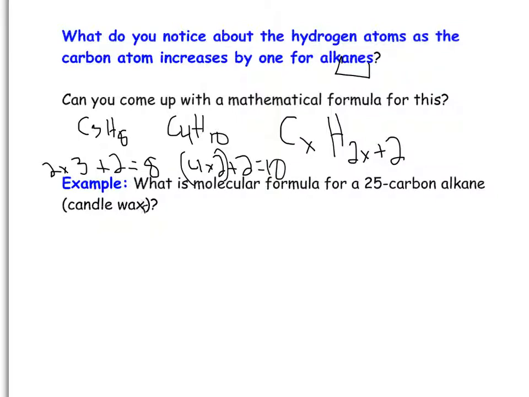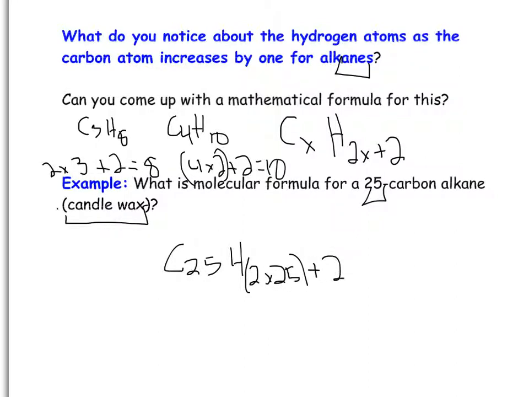So using this example down here, what is the molecular formula for a 25 carbon alkane? And this is actually candle wax, or a lot of candle waxes. Using the formula, we can see that we have 25 carbons, so it would be C25. And then our number of hydrogens is 2 times 25, our number of carbons, plus 2. That means our molecular formula would be C25H52.